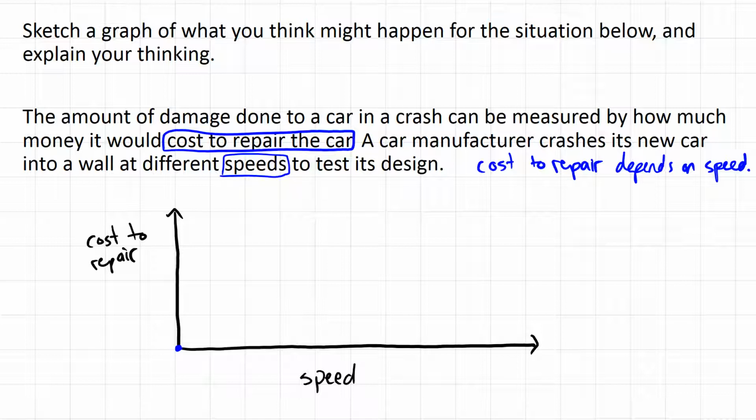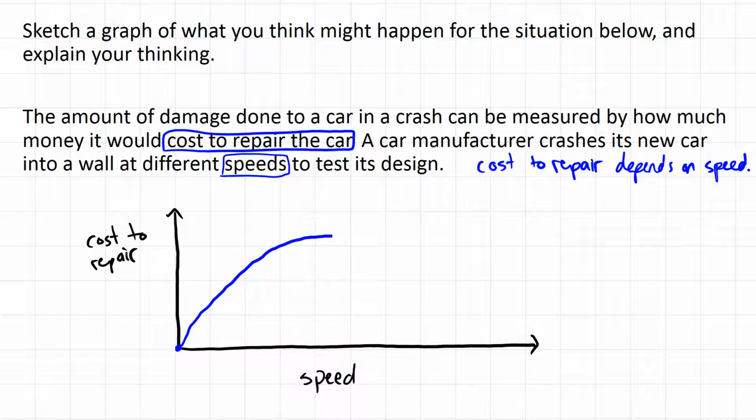Then it's going to increase, obviously, and it doesn't have to be a flat line. Maybe it has a little bit of a curve to it, but it could be flat. This is where you just have to explain your thinking, and it's all about just making a hypothesis. And the faster you go, the more it's going to cost.